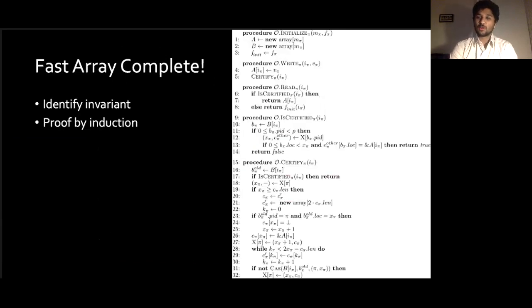Working out the details and properly implementing array doubling to give worst case rather than amortized constant time guarantees leads to our concurrent fast array algorithm on the right. To ensure that there are no more lingering tricky race conditions like the one I just presented, we identified the main invariant of our algorithm and proved by induction that our algorithm is indeed linearizable.